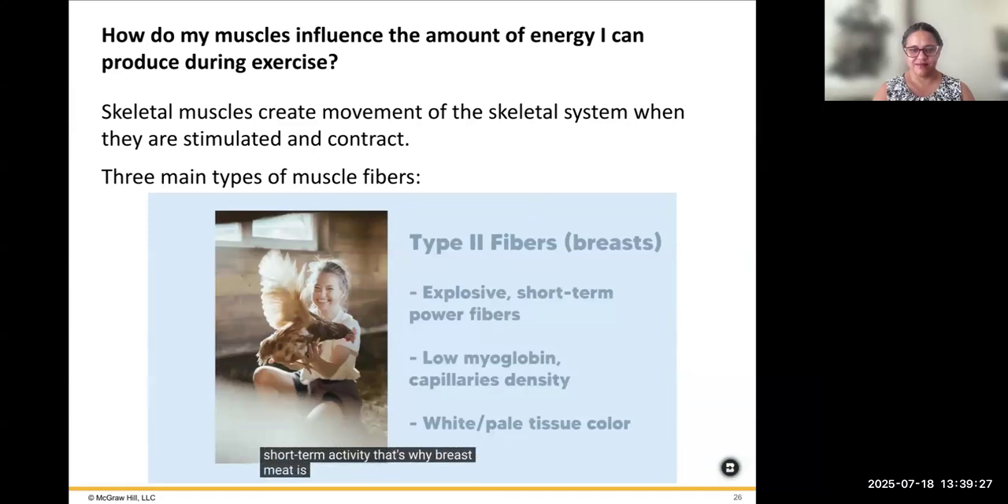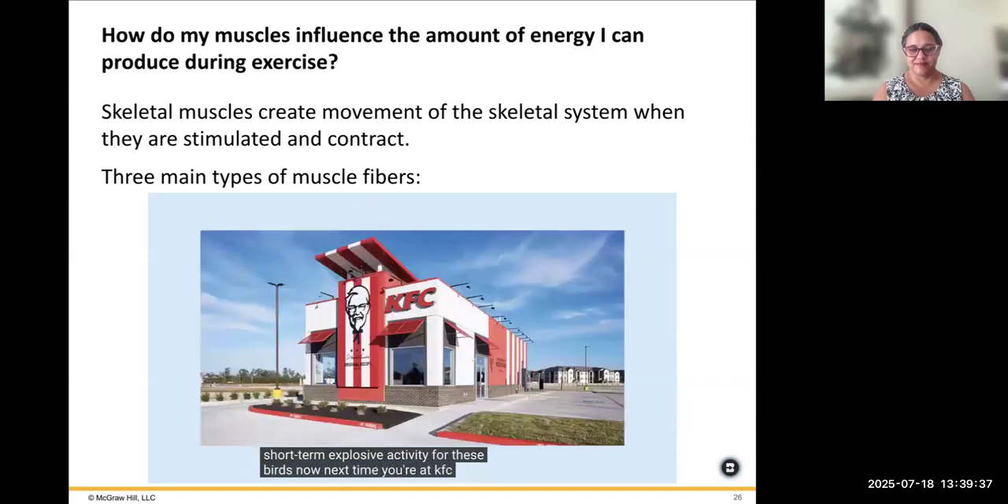That's why breast meat is white, because it's mostly these fast twitch fibers. They don't need a ton of blood and oxygen because flying is a short-term explosive activity for these birds. Now, next time you're at KFC, I wouldn't advise you trying to order a 3-piece type 1 fiber plate or anything like that.